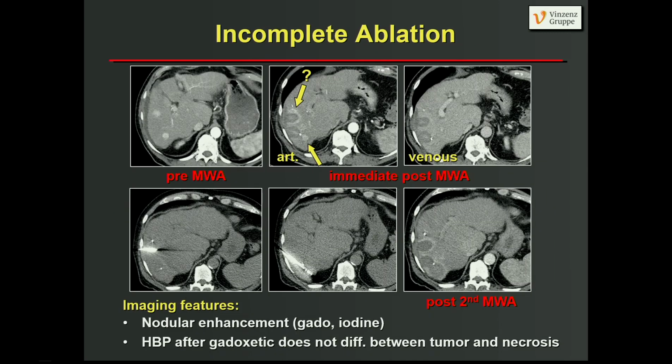Here's a patient with an incomplete ablation. You see 2 small HCC, quite hypervascular. Here, we put in the needles, but obviously it worked for one, but actually the needle for this lesion back there, here in segment 6, moved during the intervention.